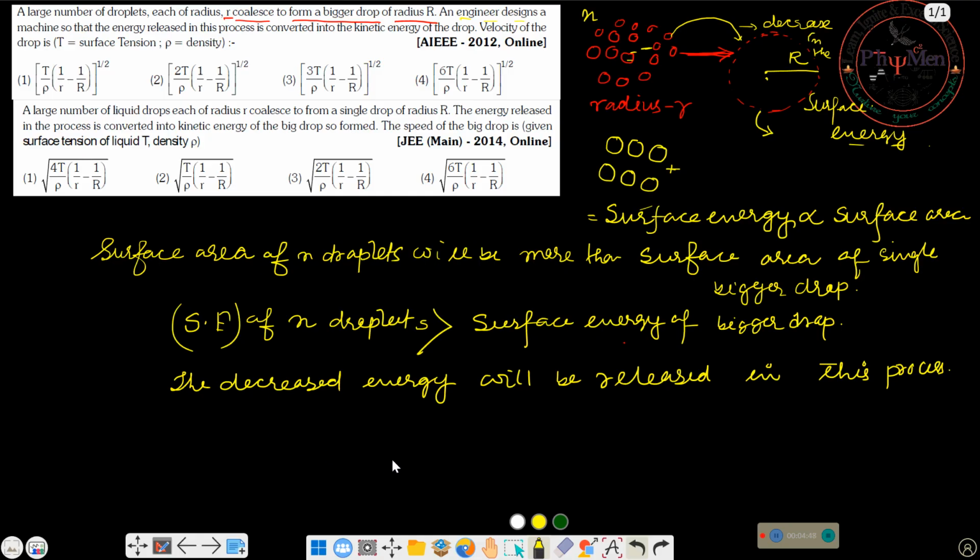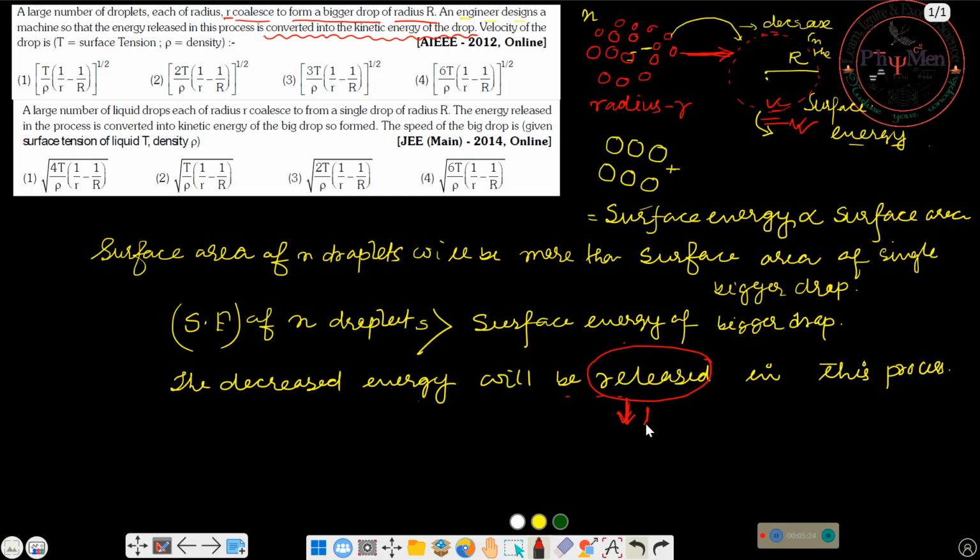Now the question says, this decrease in energy which has been released in this process is converted to kinetic energy of the drop. Okay, kinetic energy of this bigger drop. That means this decrease in energy, that means energy released, will be used in the motion of this bigger drop. That means kinetic energy of the bigger drop.